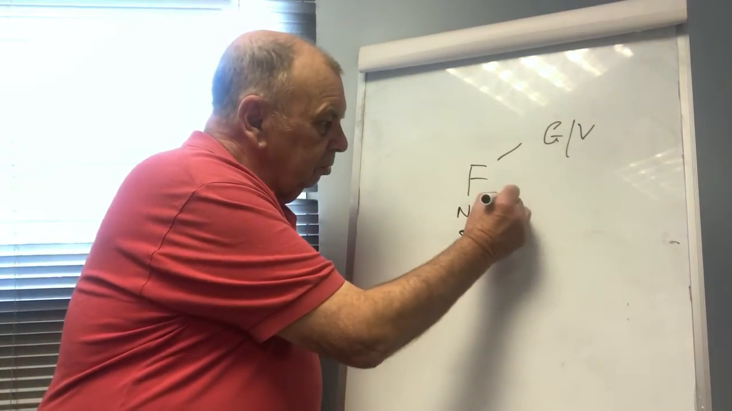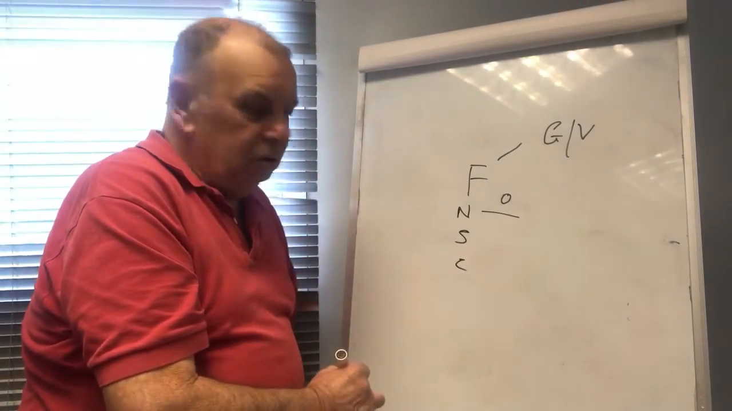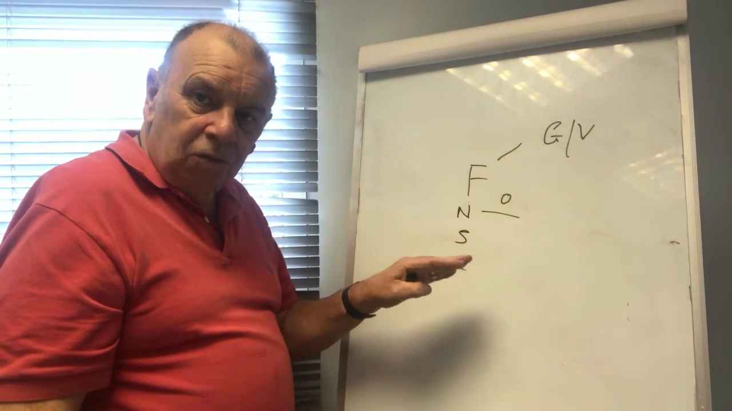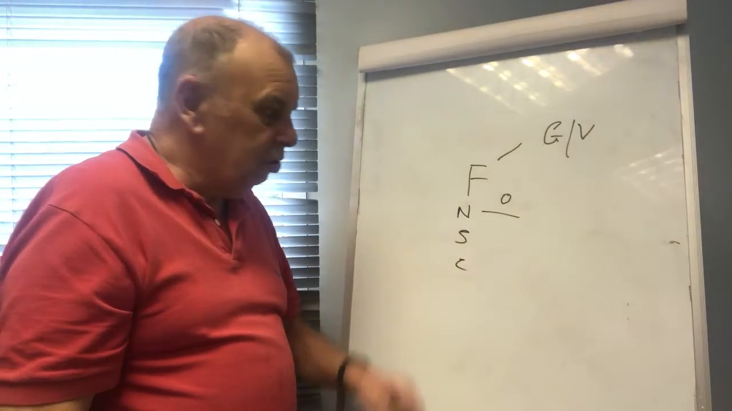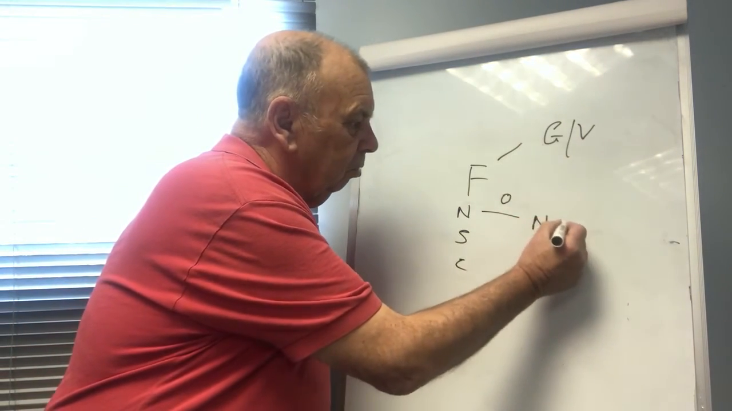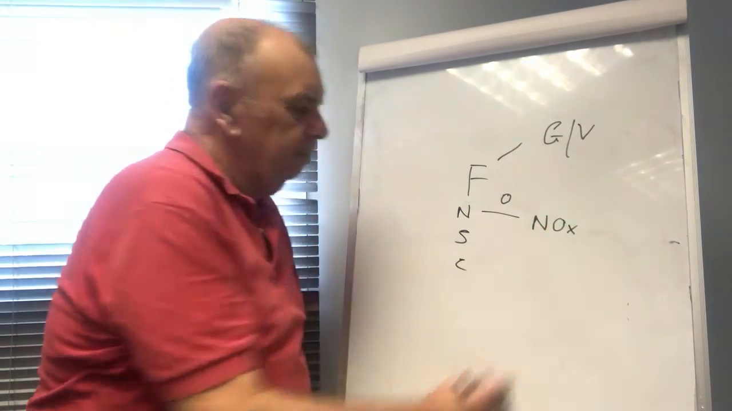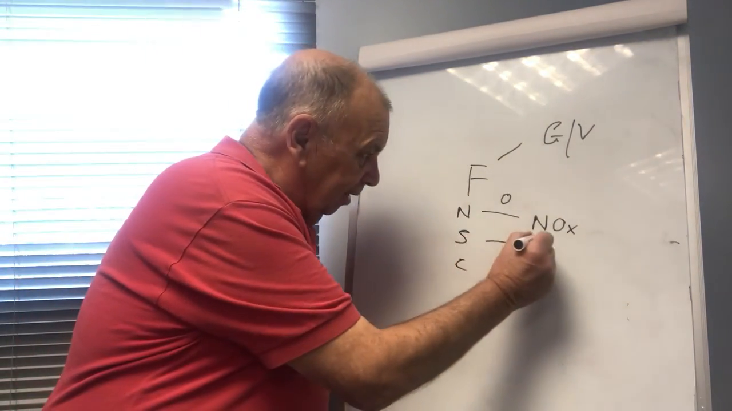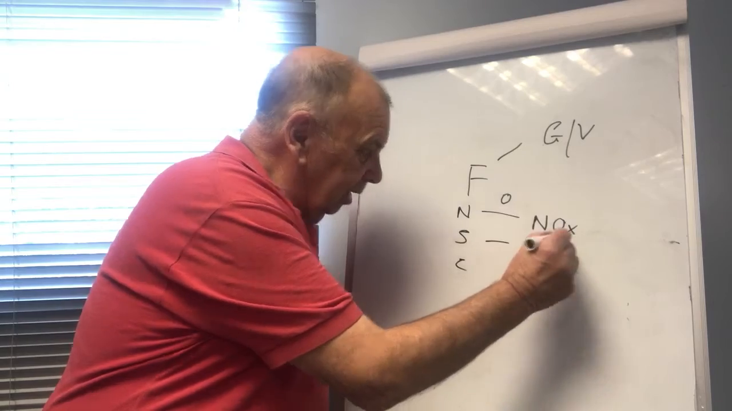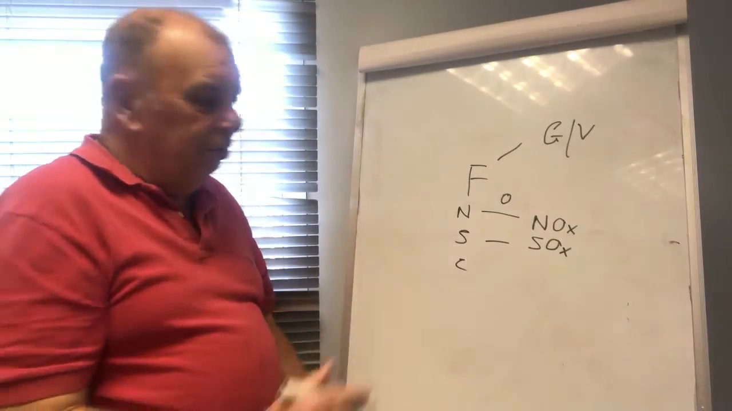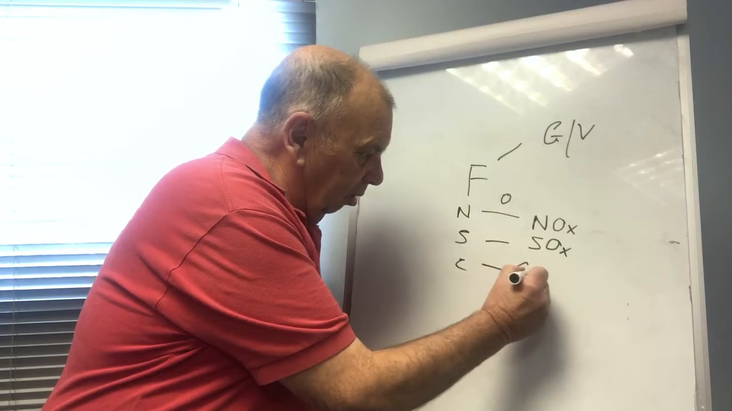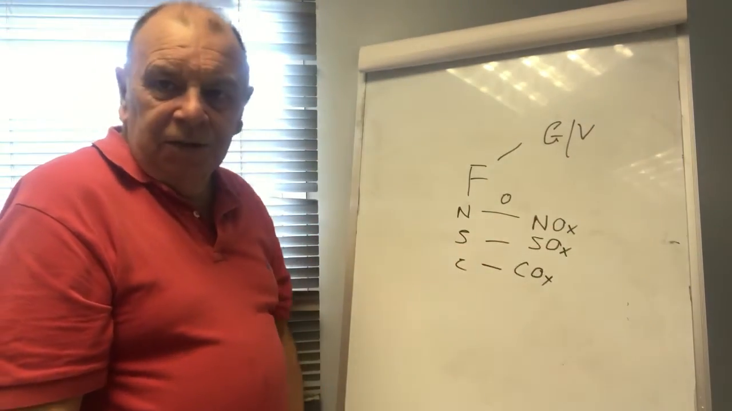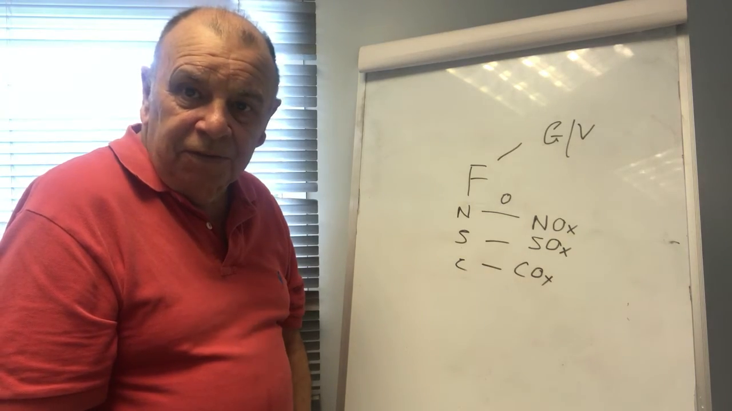The nitrogen will react with oxygen to form nitrogen oxides. I'm going to call them NOx. Sulfur forms SOx, and carbon forms COx. I've put x in there because x can be a different number.